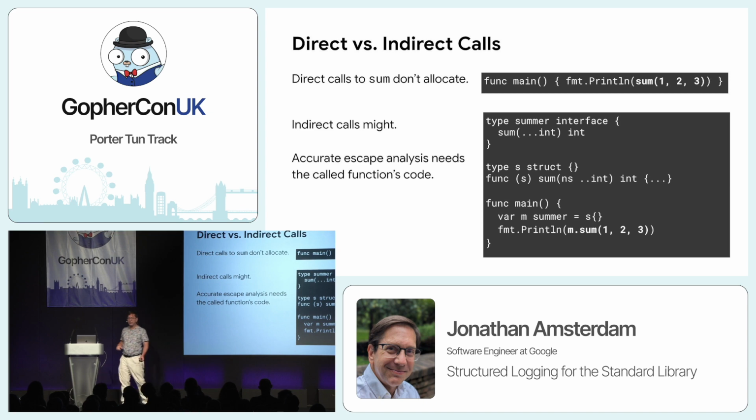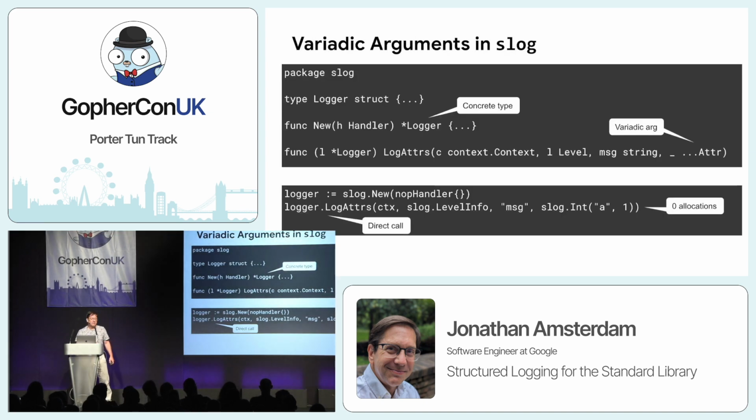What does any of this have to do with slog? Logger is a concrete type, not an interface. People wanted it to be an interface, and we said no for this reason. The LogAttrs method, remember that's the fast method, takes a variadic argument of Attrs. But that call is a direct call because Logger is a concrete type, not an interface. And so your variadic slice of Attrs is allocated on the stack. No memory allocation in the sense we're talking about, heap allocation.